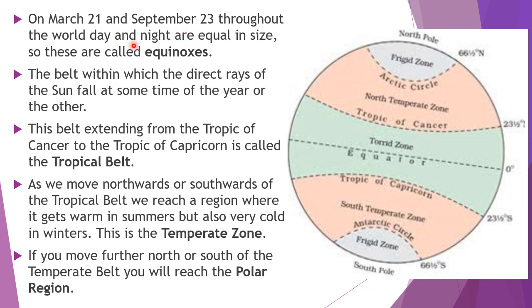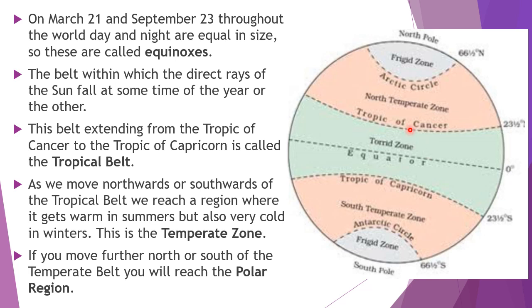Okay. Now March 21st and September 23rd. Throughout the world, day and nights already I taught this. And the belt within which the direct rays of the sun fall at some time of the year or the other. You know that sometimes here we are getting the Tropic of Cancer, we are getting the direct sun rays. Sometimes Tropic of Capricorn, we are getting the direct sun rays. Sometimes on the equator we are getting.